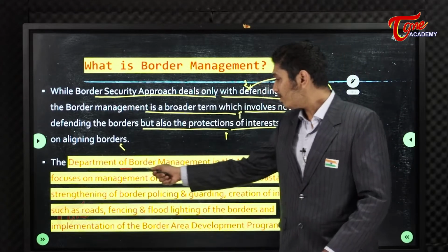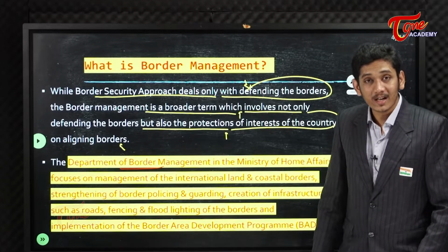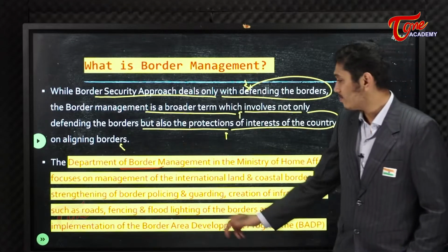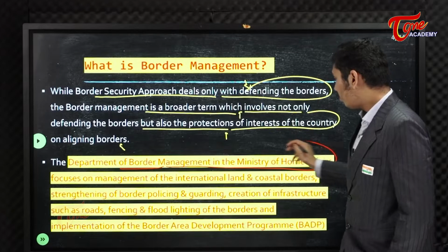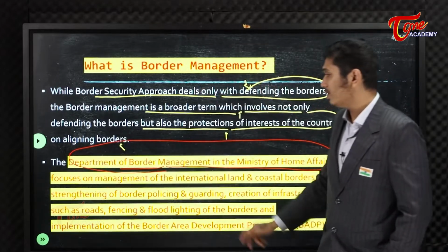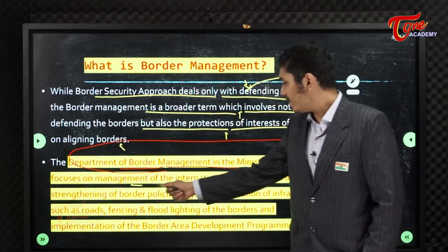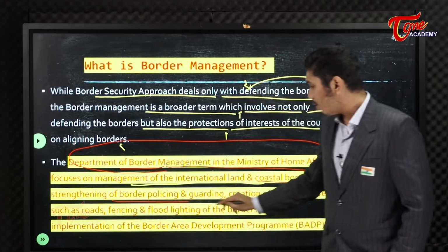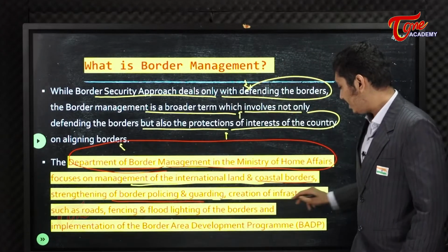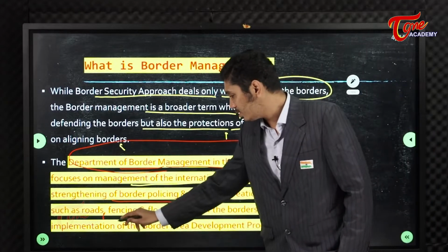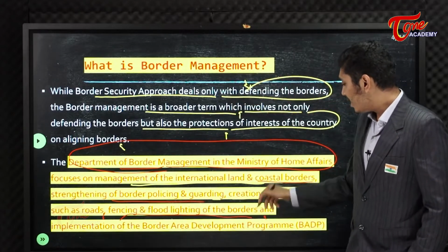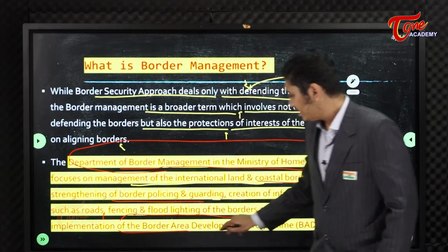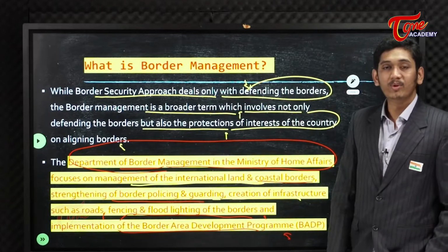The Department of Border Management, which is under the Ministry of Home Affairs, my friends, Ministry of Home Affairs, please note it down, focuses on the management of international land and coastal borders, strengthening of border policing and guarding, creation of infrastructure such as roads, fencing, flood lightings of the border, and implementation of the border area development program.